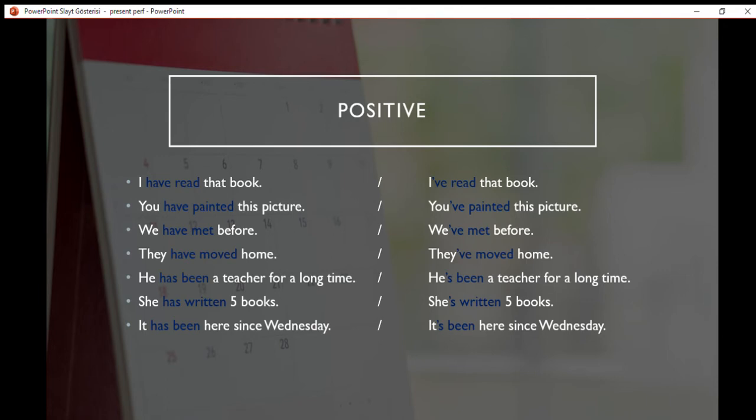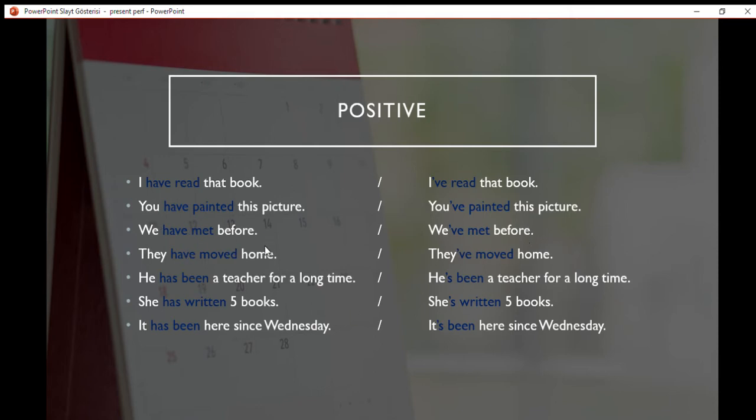So the positive form of the present perfect is. Now I'm going to read it slowly. First the full form, then the short form, and I want you to repeat after me, all right? I have read that book. I've read that book. You have painted this picture. You've painted this picture. We have met before. We've met before.